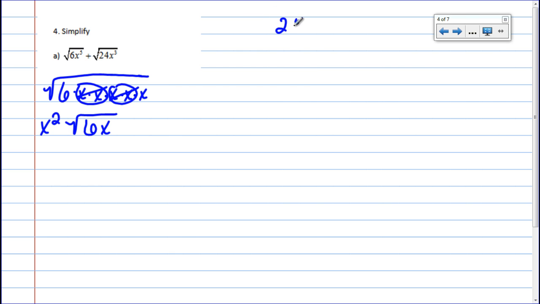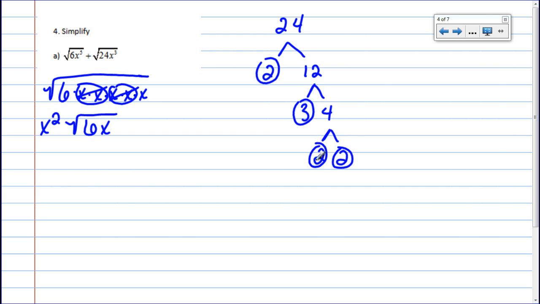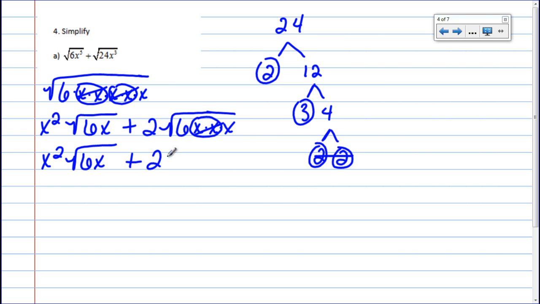Then I have to simplify this 24x cubed. Well, let's just break down our 24. It becomes 2 times 12, so there's a prime. 12 is 3 times 4, so there's a prime, and then 4 is 2 times 2. So I have a pair of 2's, so I know that I can pull out a 2. And then the singles get multiplied and stay under, so 2 times 3 is 6. And then that's x times x times x. Well, just like over on the other one, I have a pair, so I can pull out one of these. So it's really going to be 2x times the square root of 6x.